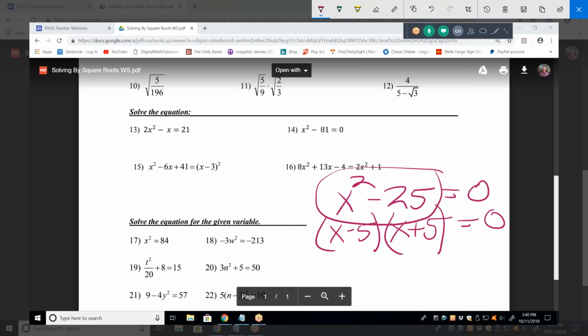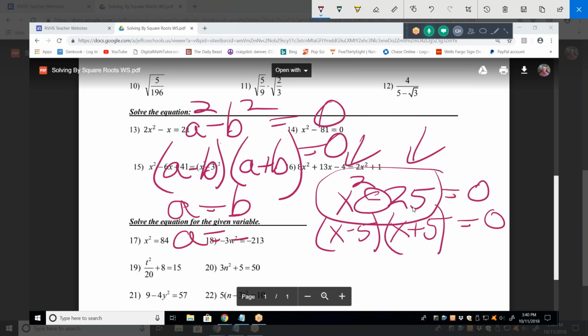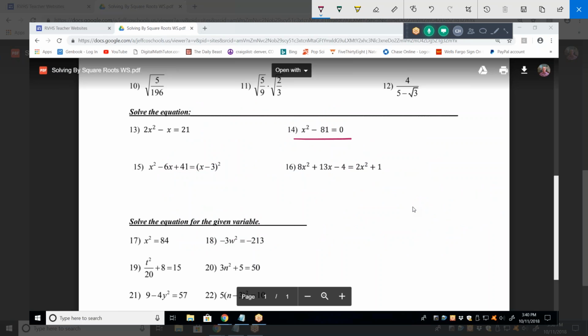So difference of perfect squares is exactly what it says. Again, that's a perfect square, that's a perfect square, and they are being subtracted. So if I have a squared minus b squared, that's difference of perfect squares, always factors into a minus b times a plus b. And now, if that's all equal to 0, then a is equal to b, or a is equal to minus b. So that's difference of perfect squares, which we can use there, or we can do that by taking the square root of both sides.